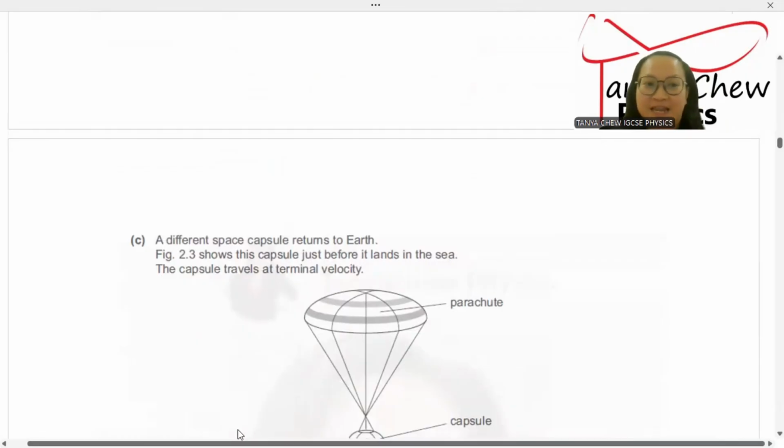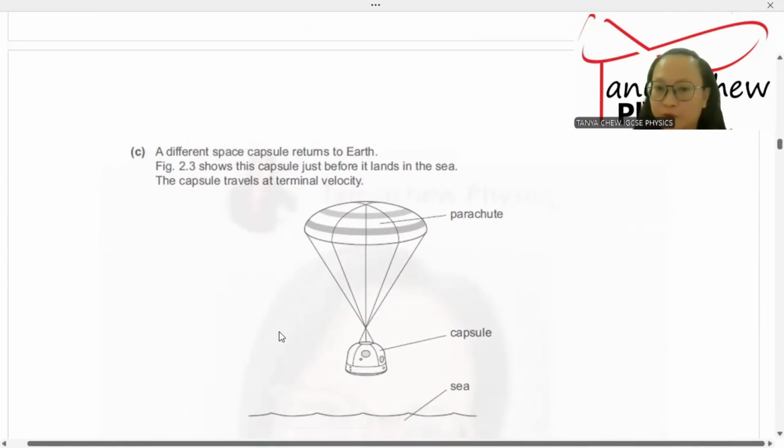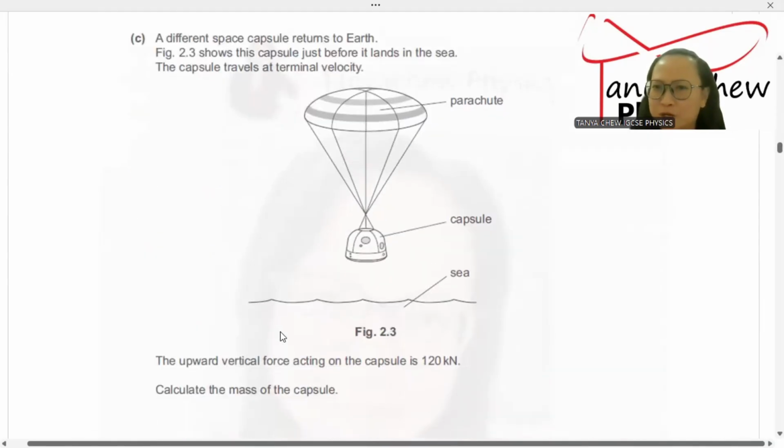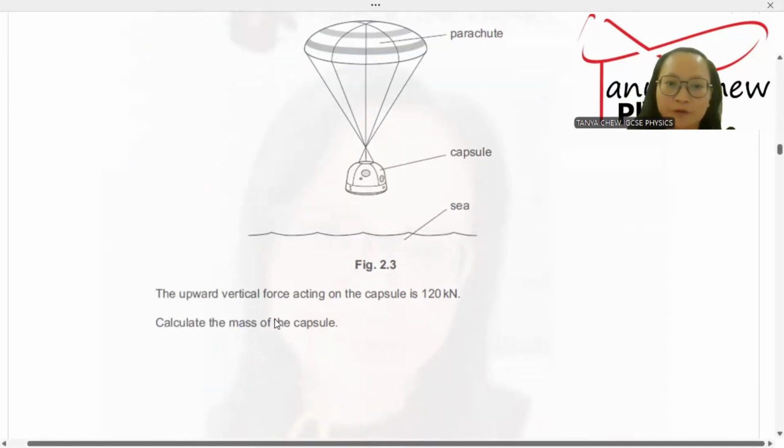Question part C. A different space capsule returns to Earth. Fig 2.3 shows the capsule just before it lands in the sea. The capsule travels at terminal velocity. Do you still remember what is terminal velocity? Terminal velocity means a constant maximum velocity when the resultant force acting on the capsule is equal to 0. The upward vertical force acting on the capsule is 120 kilonewton. Calculate the mass of the capsule.